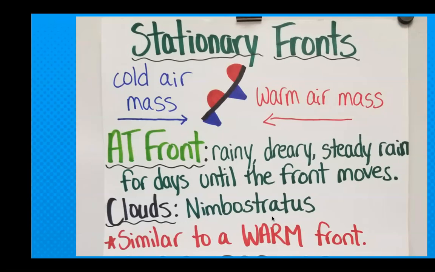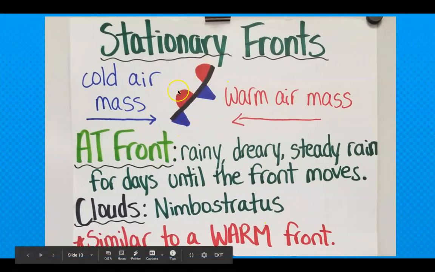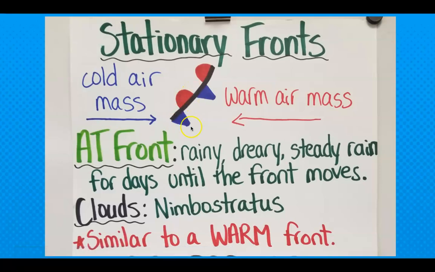So at a stationary front, this is what it looks like. This is a symbol for stationary front. It has red circles on one side and blue triangles on the other. The blue triangles point in the direction the cold air is going, and the red circles point in the direction the warm air is going.